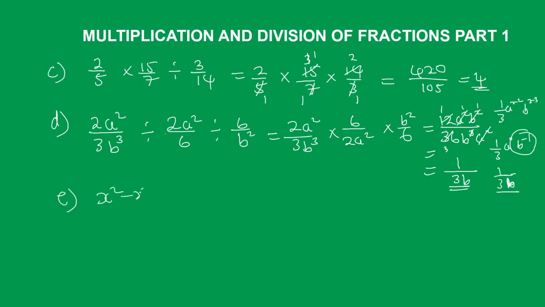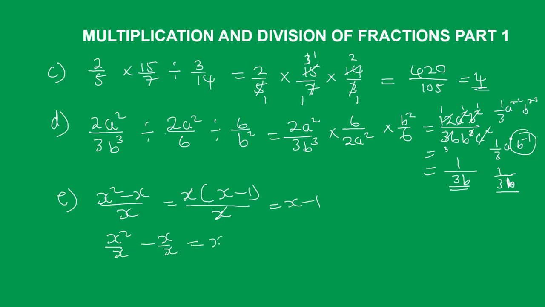E, x squared minus x over x, either we break the fraction or we factorize. Let's start by factorizing. So it becomes x, then x minus 1, because we say x squared divided by x is x, divided by x is 1, over x. Then x divided by x is 1, we remain with x minus 1. You can break the fraction and say x squared over x minus x over x. Then x squared divided by x is equal to x. Then negative x divided by x is negative 1.